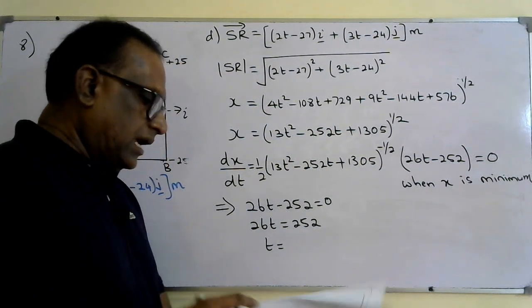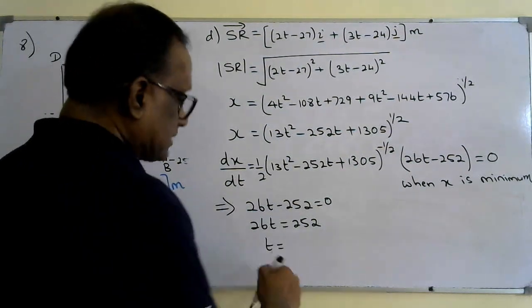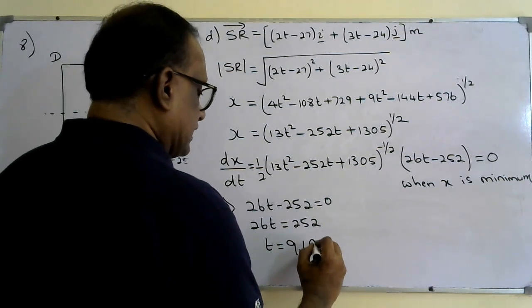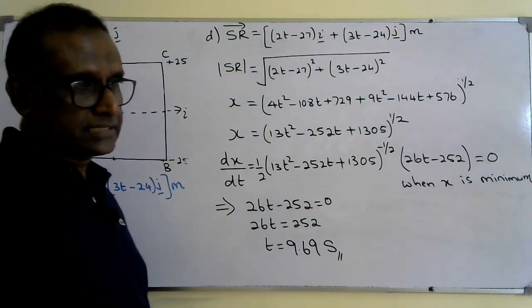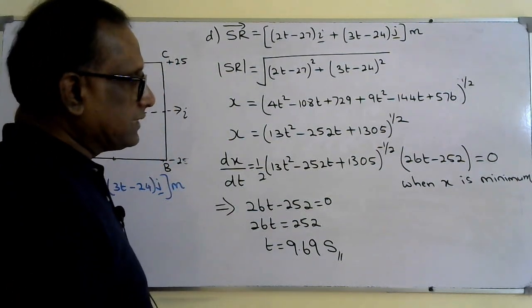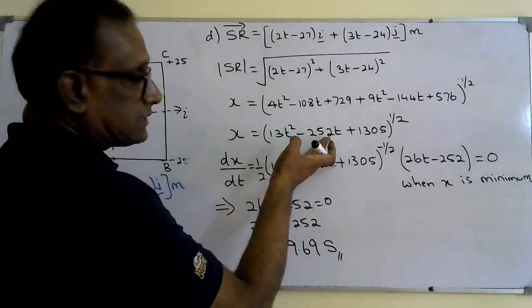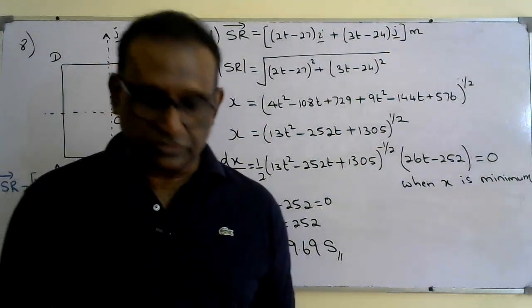The question is to find the time. They are not asking to find the minimum distance. The time is 9.69 seconds. That's the answer. If you want to find the shortest distance, substitute this time in this function and you will get the shortest distance. But they are not asking about the shortest distance, they are asking to find the time.